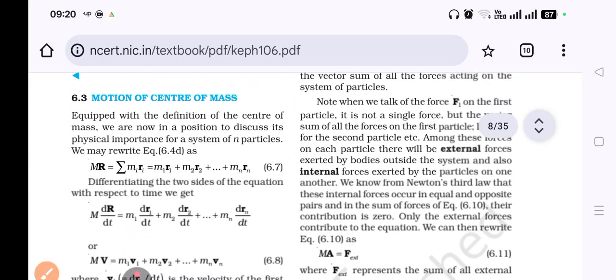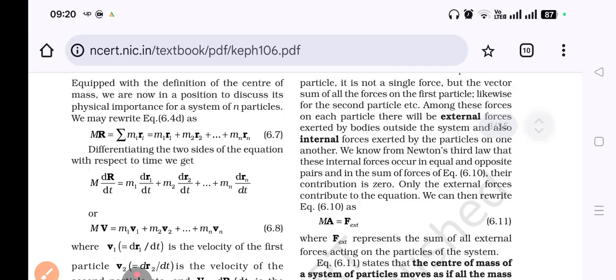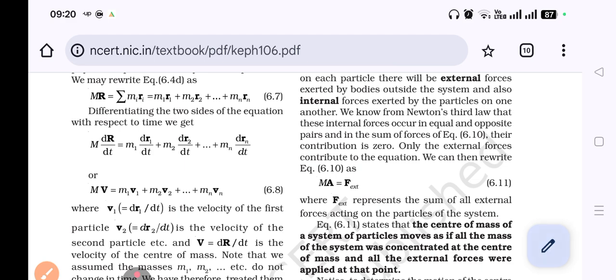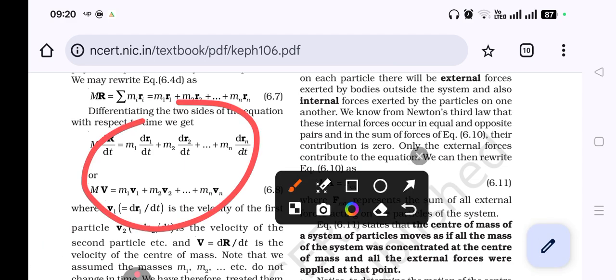Now, motion of center of mass, this is given. It is all mathematics, and the mathematics is rigorous here, but I will give you the basic idea. The body is made of a large number of particles, and they are exerting force on each other, but the net force is zero. The sum of all the internal forces is zero.